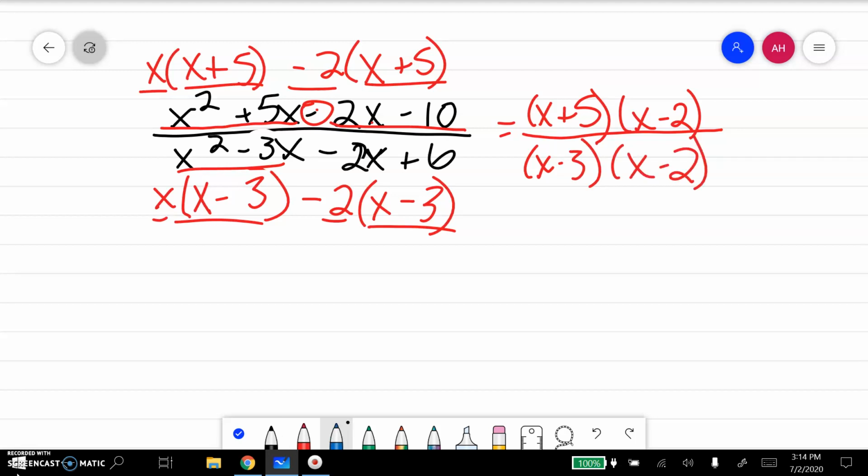All right, once you factor in simplifying a rational expression, we're going to cancel what they have in common, so we can cancel this x minus 2. And what that leaves us with is x plus 5 over x minus 3.